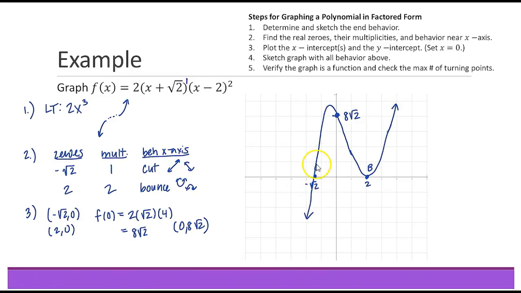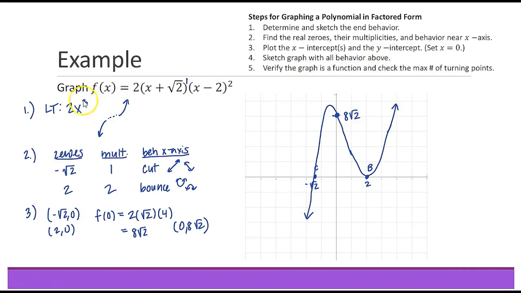So we cut at negative √2, we bounced at 2, and we passed through in some way our y-intercept. Again, that could have been the highest point. We don't know exactly how high we go. We would need calculus for that. Now the last part is just a check. Verify the graph is a function, and it is, and check the maximum number of turning points.